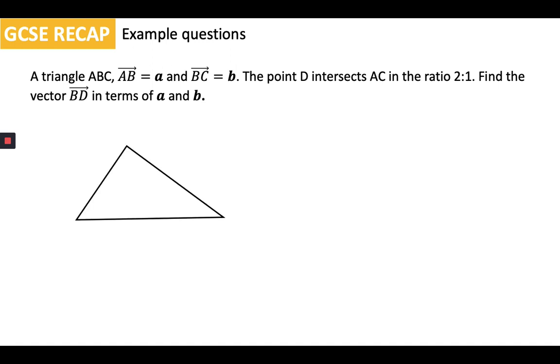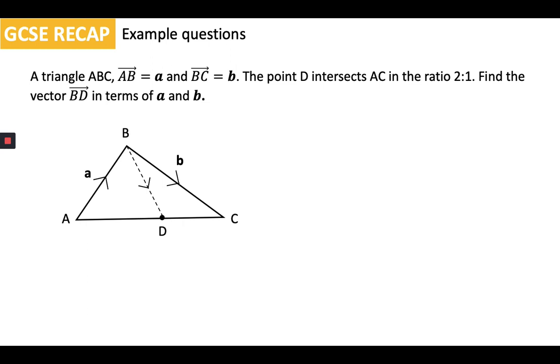I know it's a triangle, so I'm going to draw a triangle. It doesn't matter what that triangle looks like. I'm going to label the sides A, B and C, and start labeling any information I'm given in the question. I'm told the vector AB is A, so I'm going to label that. I'm told the vector BC is B, I'm going to label that. I'm told that the point D intersects AC in the ratio 2:1. I'm going to use that information in a second. And I know I need to find the vector BD in terms of A and B. Now this diagram is much more useful for me.